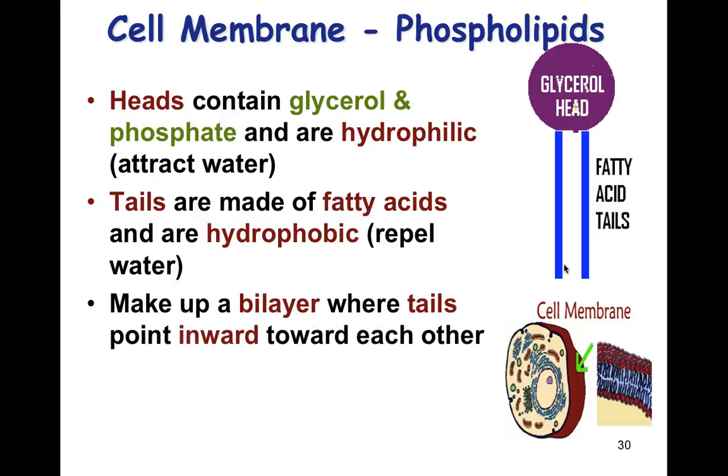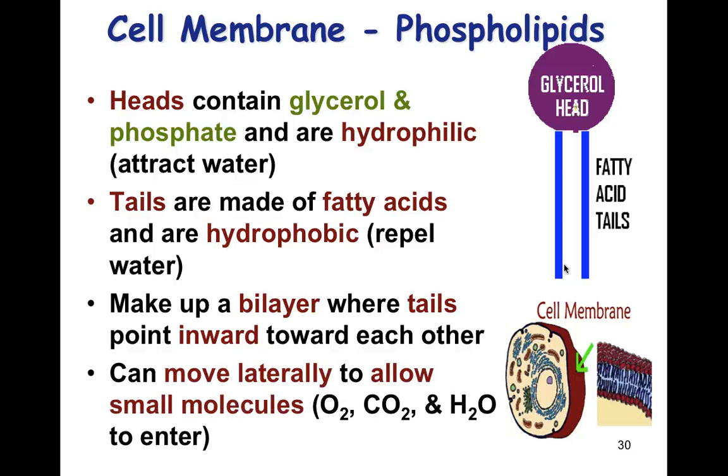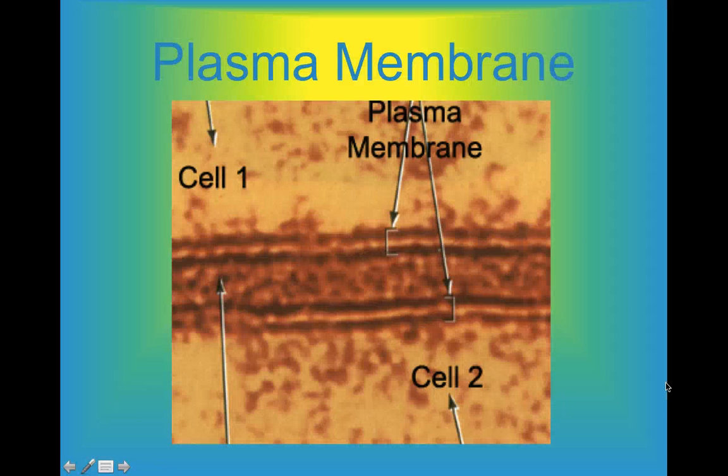So they make up a bilayer where tails point inward towards each other and can laterally move to allow small molecules such as oxygen, carbon dioxide, and water to enter and exit. So here you can see another image of the cell membrane. Here are the glycerol heads. They're on the outside of the membrane, the fatty acid tails on the inside because they're going to face away from the water.